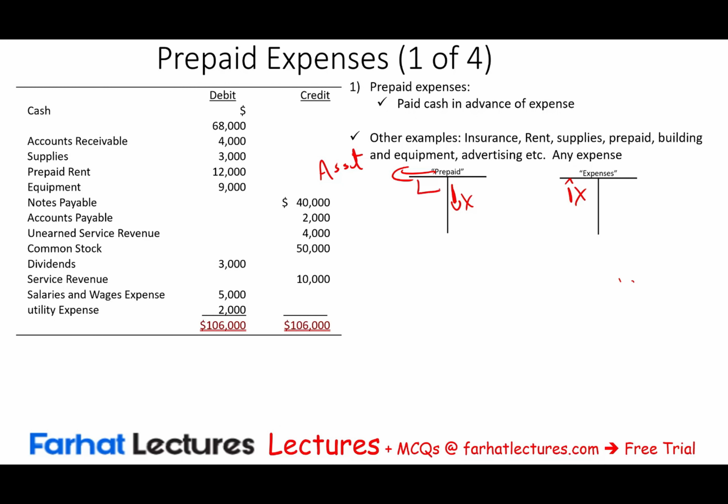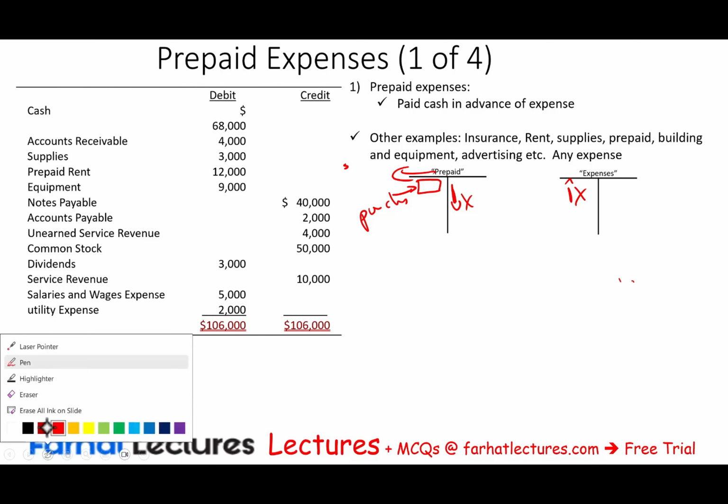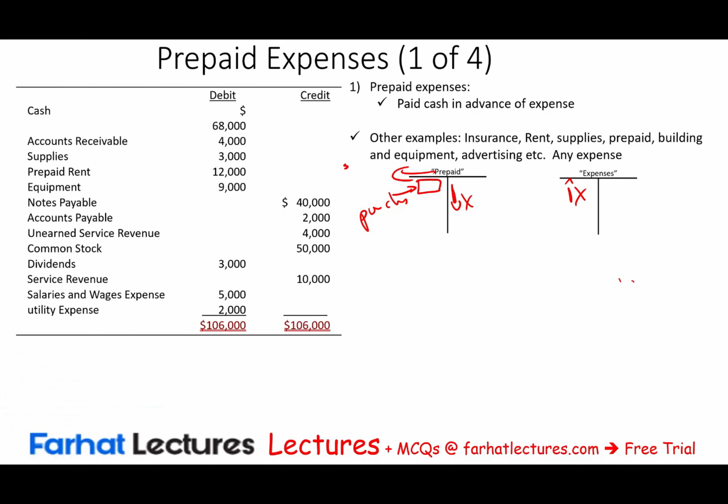Now, obviously, you would have some sort of a prepaid before you can adjust the prepaid. First, you purchase the prepaid. So what type of prepaid accounts do we have on this trial balance? Let's take a look. We have supplies. We said supplies is a form of prepaid. We have a prepaid rent, and we have equipment. We also said equipment is a form of prepaid, and we'll see how equipment is a form of prepaid.